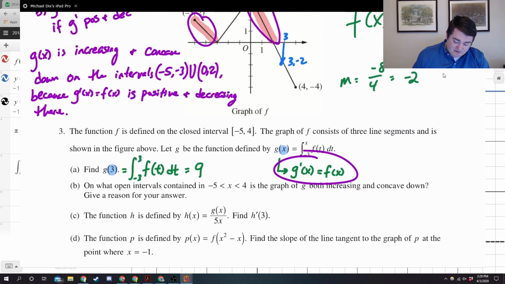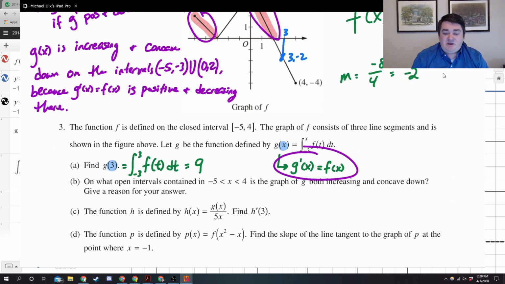Part D, last part of this problem, the function p is defined by p of x equals f of x squared minus x. Okay, when you read that, you see functions inside functions. You see layers, you're thinking chain rule. Find the slope of the tangent line, aka derivative. Find the derivative of the graph of p at the point where x is negative 1.